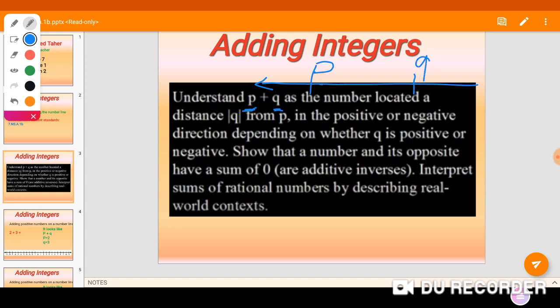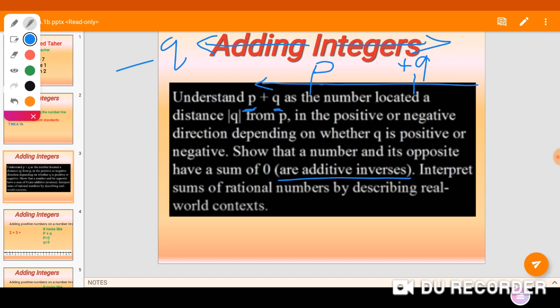Okay? May I go to this side? In this case, Q must be positive. And if I go to this side, in this case, Q is sure to be what? Negative. Yes, it's okay. In the positive or negative direction, depending on whether Q is positive or negative. This shows that a number and its opposite have a sum of 0. So if the sum of P and Q equals 0, they are called what? The additive inverse. So P and Q are additive inverses.